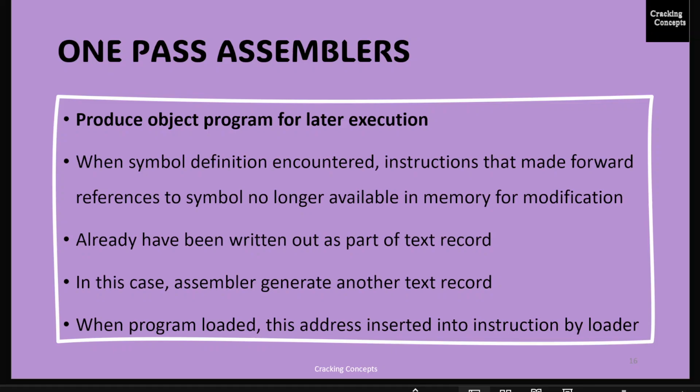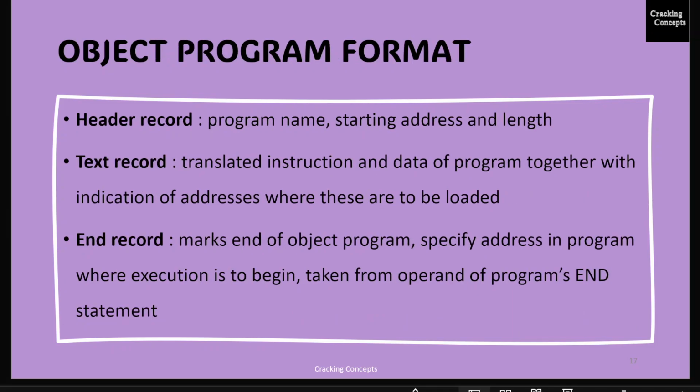Now we look at the second type of one-pass assembler, which will produce the usual kind of object program for later execution. When the definition of a symbol is encountered, the instructions that made the forward reference to that symbol may no longer be available in memory for modification. They will already have been written out, or they will be part of a text record in the object program. So in this case, the assembler will have to write a new text record with the correct operand address, so that when the program is loaded, this address will be inserted into the instructions by the action of the loader. We will see an example for that.